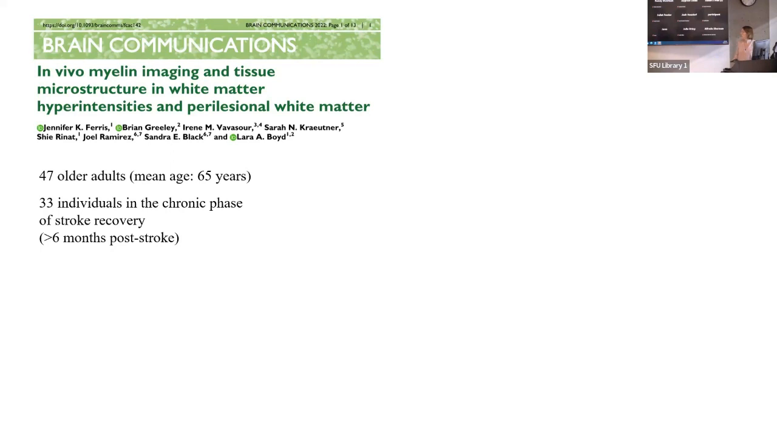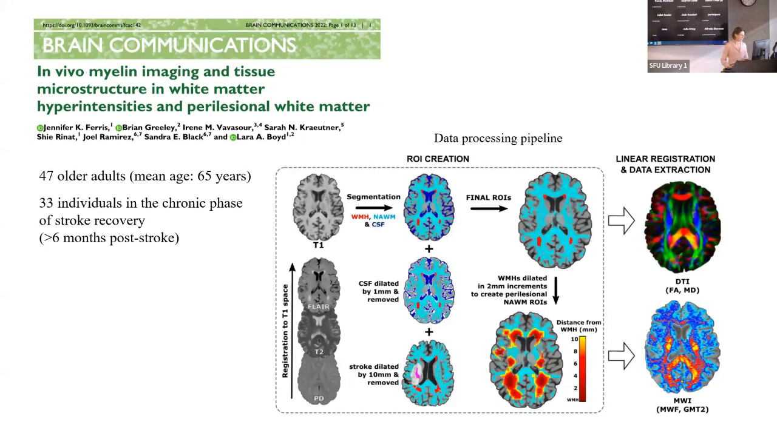We had 47 older adults and 33 individuals who were in the chronic phase of stroke recovery, meaning they were greater than 6 months after their stroke event. This is a complex figure, but essentially what's important to know here is we segmented the tissue of the brain into white matter hyperintensities, normal appearing white matter, and CSF. And for the individuals who experienced a stroke, we dilated the stroke mask by 10 millimeters and removed it from all subsequent data. So we wanted to avoid any contamination of this data from peri-lesional stroke infarcted tissue.